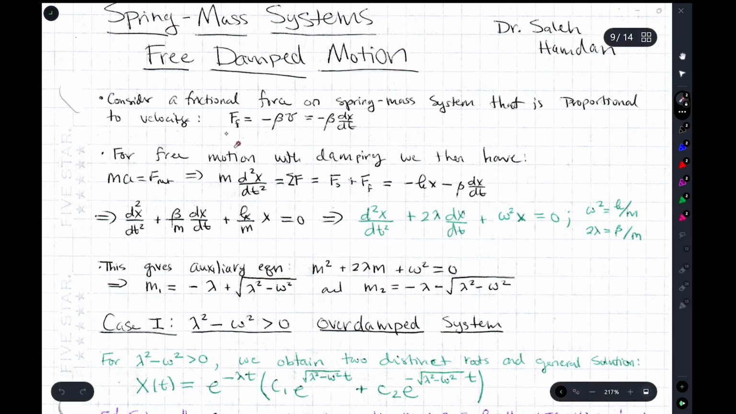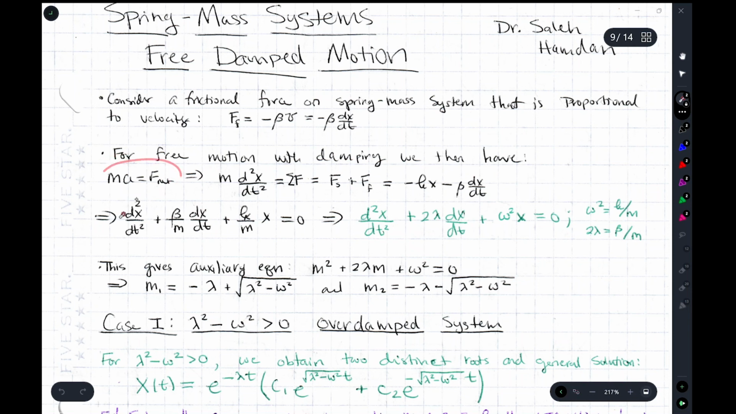But in any case, we're going to say that this frictional force is proportional to the velocity, or the first derivative of position with respect to time. It's negative because it opposes the motion, and beta is the constant of proportionality. So we will get this differential equation.